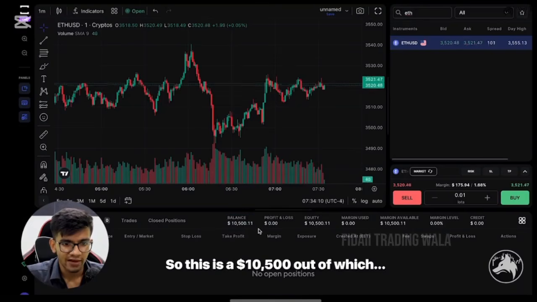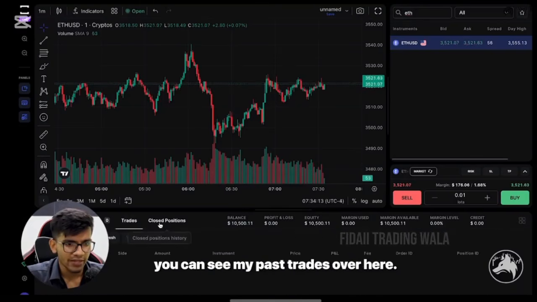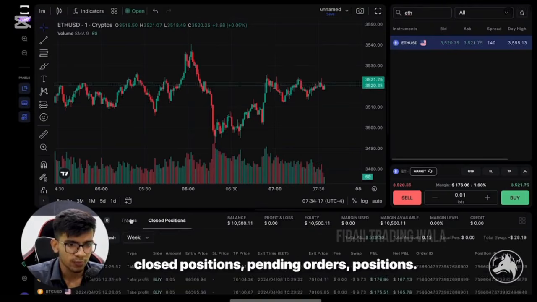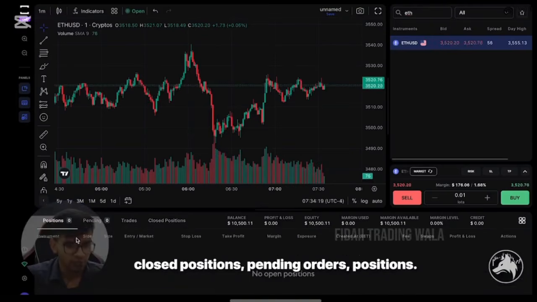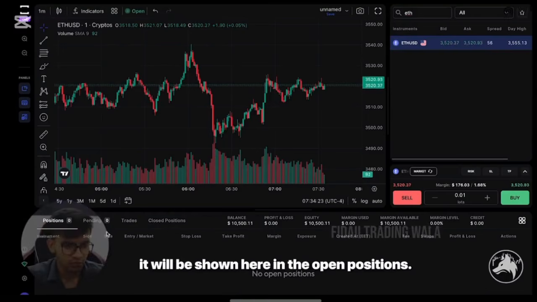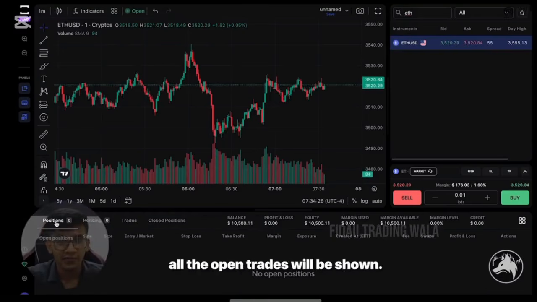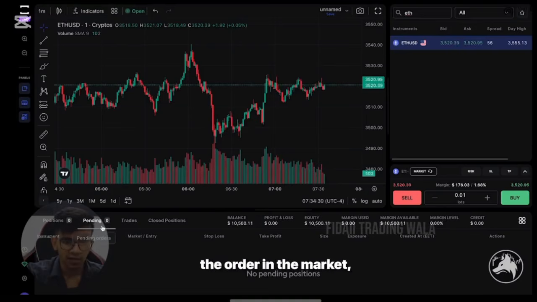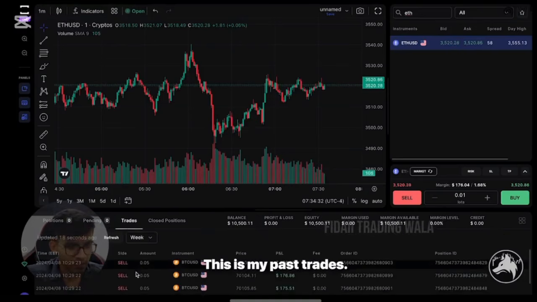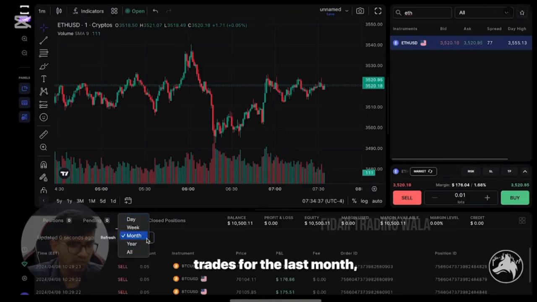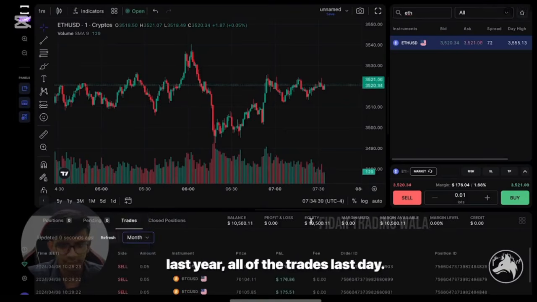So this is $10,500, out of which you can see my past trades over here. I took these past trades: closed positions, pending orders, positions. So if I take a trade right now, it will be shown here in the open positions. So this is where all the open trades will be shown. This is where the pending orders are. So if I have placed the order in the market, this is where it will be shown. This is my past trades. I can click and see my trades for the last month, last year, last day, all of the trades.